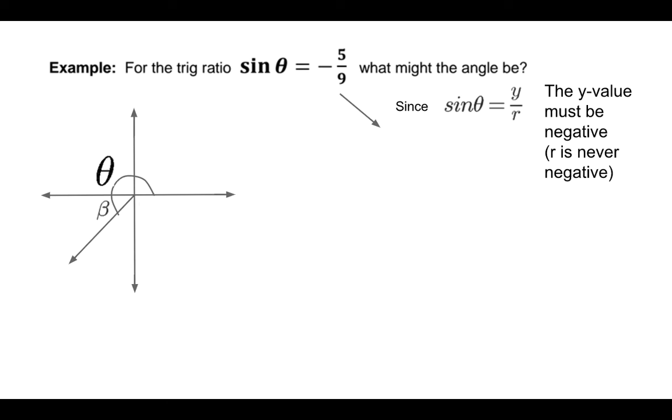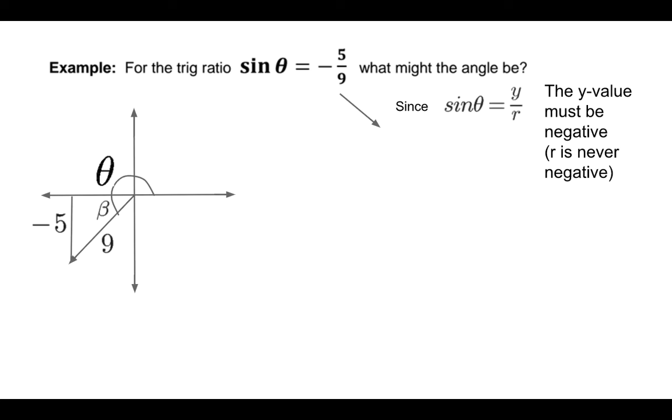There are a couple of ways you can do the right triangle. You can have a hypotenuse of 1 and a y value of negative 5/9, so you imagine this is just negative 5/9 over 1. Or you can make a hypotenuse of 9 and a y value of negative 5. That would still satisfy SOHCAHTOA: sine theta is opposite over hypotenuse. So there's where the angle would be.